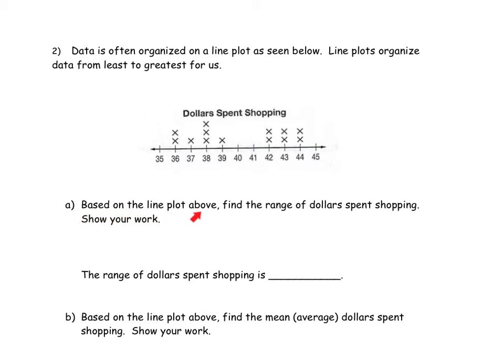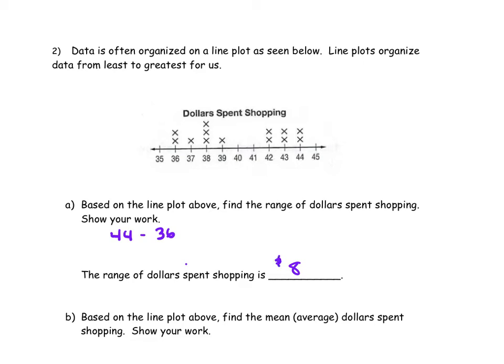So they ask us, based on the line plot, find the range of the dollars spent shopping and show your work. Well, the line plot, once again, is kind of nice because we can tell that the highest number that we see is 44, and the lowest number we see is 36. Now, you may say, well, I see 35 and 45 on the line, but you do not see it plotted or charted. So 44 minus 36 equals 8. So the range is 8. And because it says dollars, I think I'm going to write that dollar sign on there.